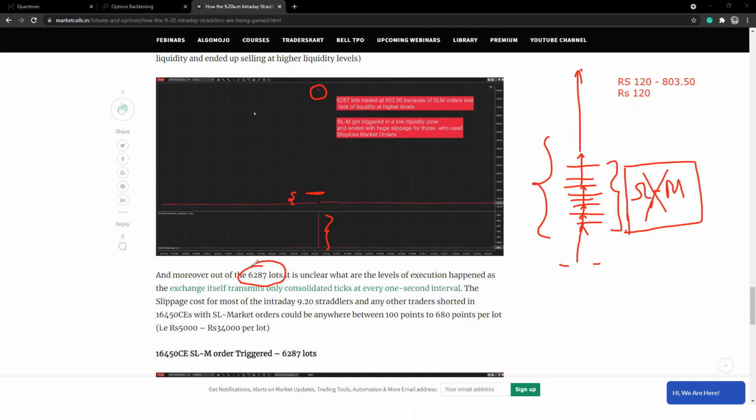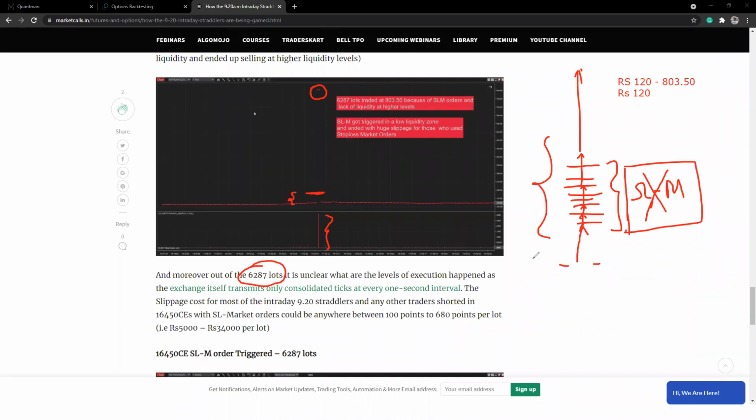That's one of the reasons why one should not place SLM orders. Instead, one should place SL limit orders. In fact, let me tell you the difference between an SL order and an SL market order. Does anybody know the difference between SL limit and SL market order? If you are trading for quite some time, you should be aware of the difference between SL market order and SL limit order.